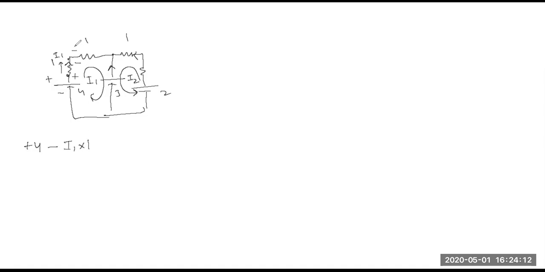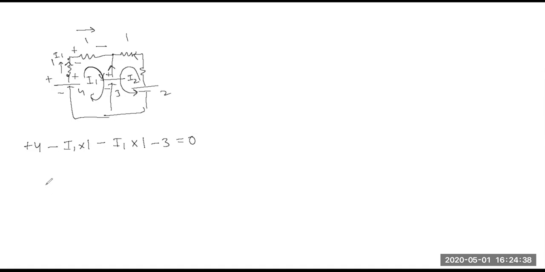Then I have reached here. Again, current is going from here to here, and I am moving this way. So when I move this way, I am going from plus to minus. Again, it will be minus of I1 into 1. Now I have reached the battery. Now I'm going this way, so I'm going from plus to minus again. So it will be minus of 3, and that will be equal to 0.